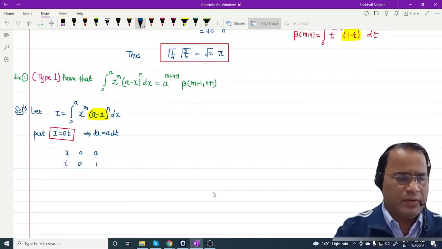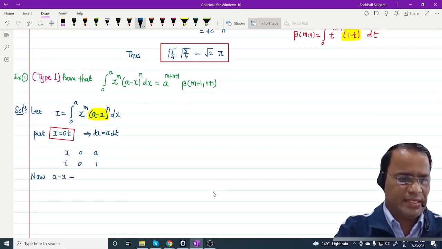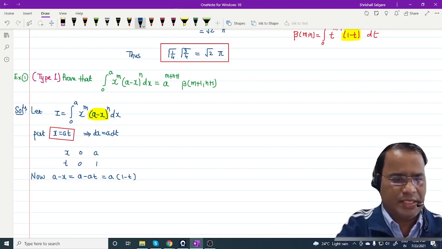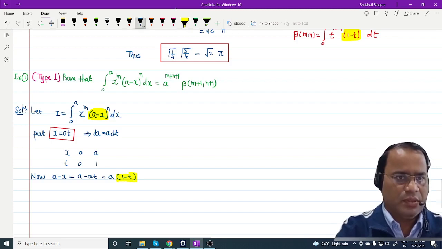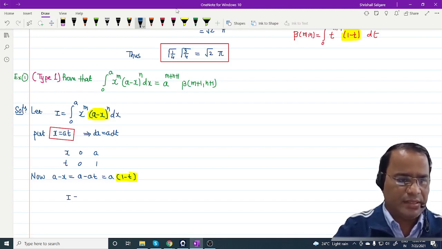So further I required a minus x. That factor also I will calculate. Now this a minus x is given by a minus a t. So from that a I will consider outside. You will get 1 minus t. Now here, I am getting the 1 minus t factor. Therefore, the given integral I can be written as new limits from 0 to 1 that we required for the beta. x is nothing but a t raised to m. a minus x is nothing but a into (1 minus t) raised to n. dx is given by a into dt.